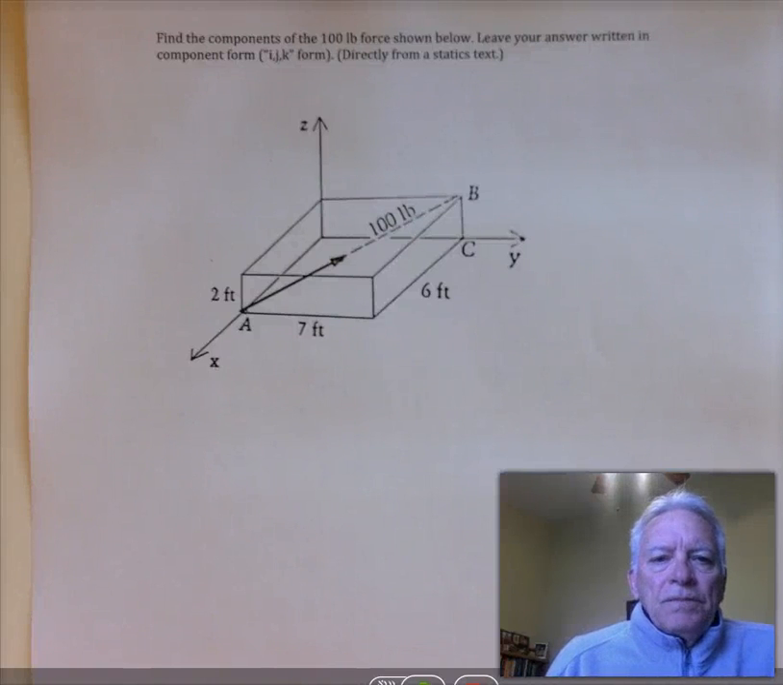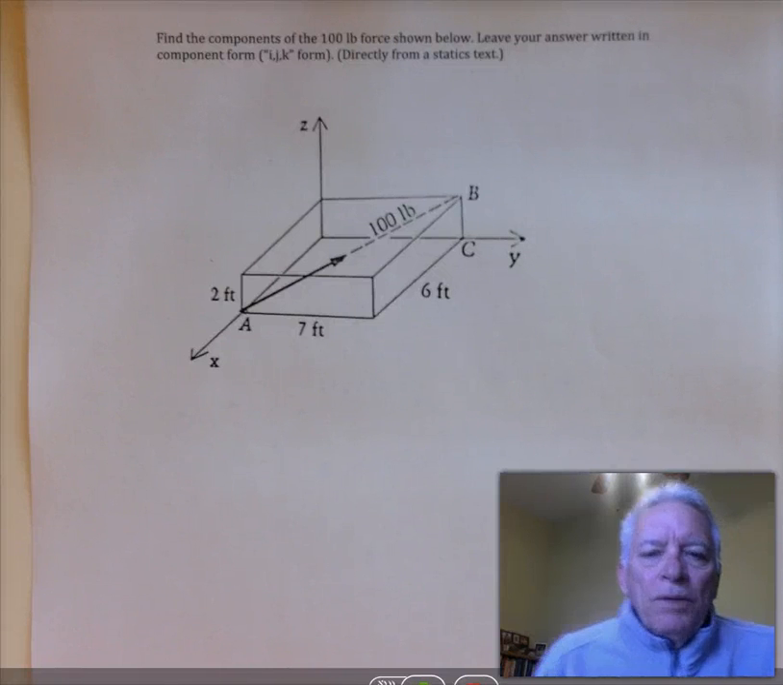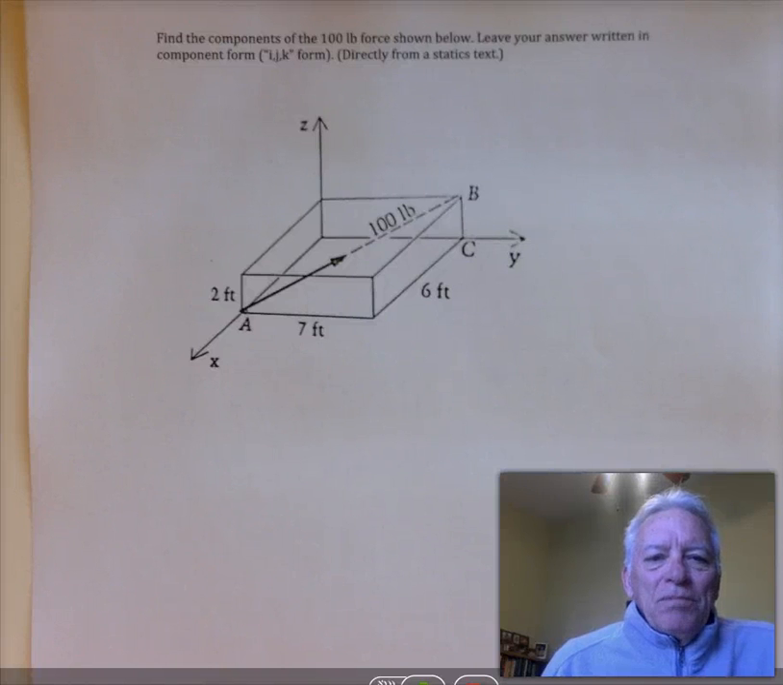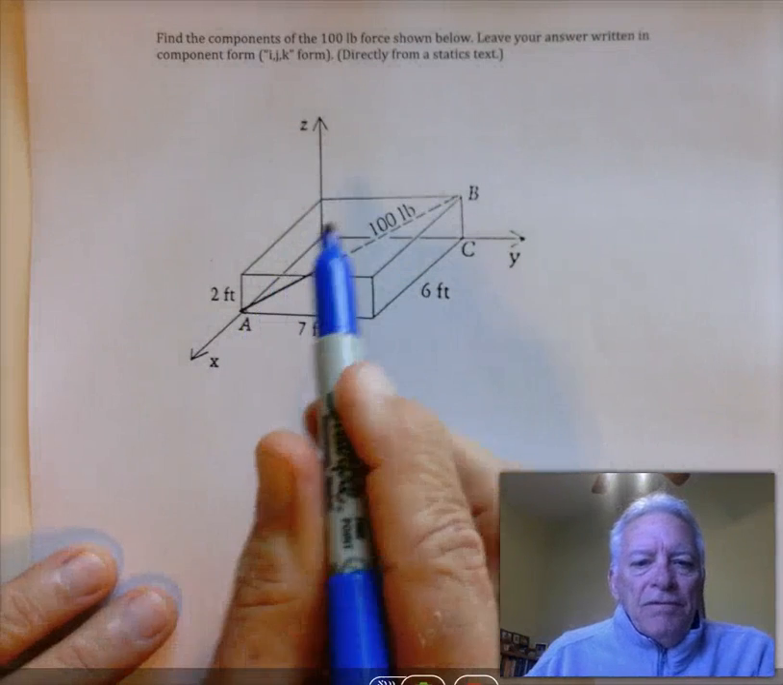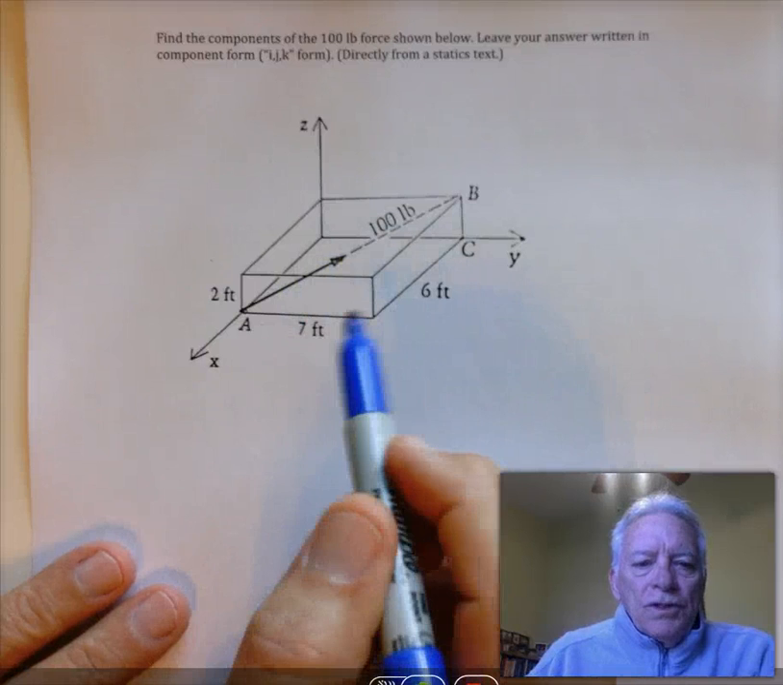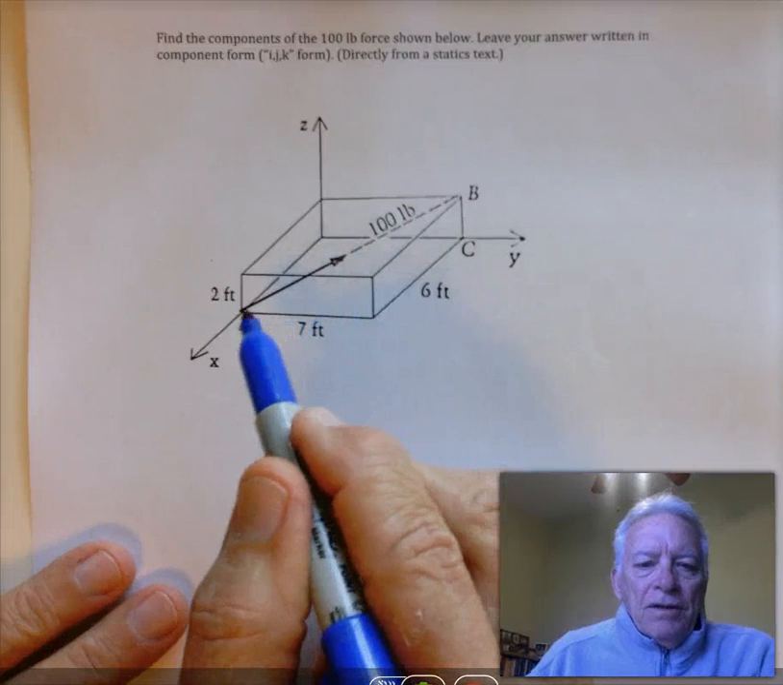Okay, this is a video to illustrate using three-dimensional coordinate systems to represent a three-dimensional force vector. This particular problem was ripped straight from the pages of the statics book. It says to find the components of a 100-pound force shown in the diagram below. In the diagram, they have a three-dimensional coordinate system, and they show the force as the arrow here.